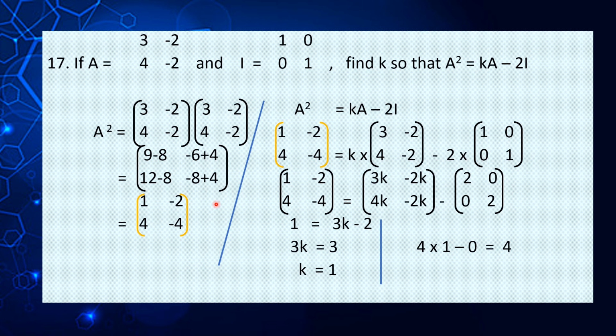First one, we would find the value of A square, that is 3 minus 2, 4 minus 2, 3 minus 2, 4 minus 2. That would give us the value 9 minus 8, minus 6 plus 4, 12 minus 8, minus 8 plus 4, that is 1, minus 2, 4, minus 4. This is the value of A square. Now we have to find the value of k, right? So we would substitute the value of A square and A in the question, and also the part of I, that would give us the value.